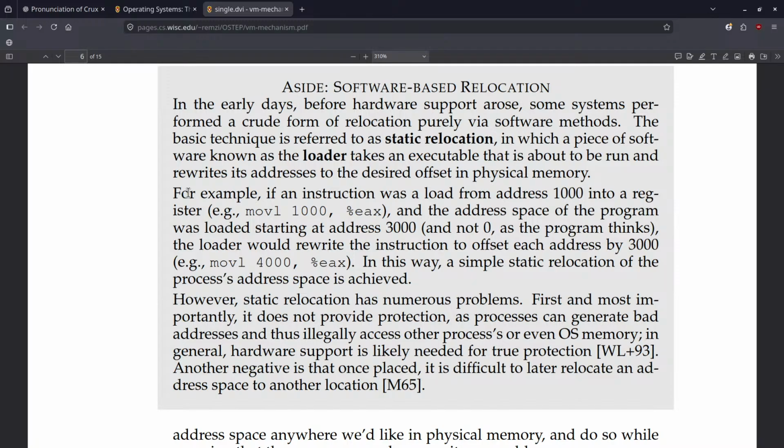Static relocation has numerous problems. First and most importantly, it does not provide protection, as processes can generate bad addresses and thus illegally access other processes or even OS memory. In general, hardware support is likely needed for true protection. Another negative is that once placed, it is difficult to later relocate an address space to another location.